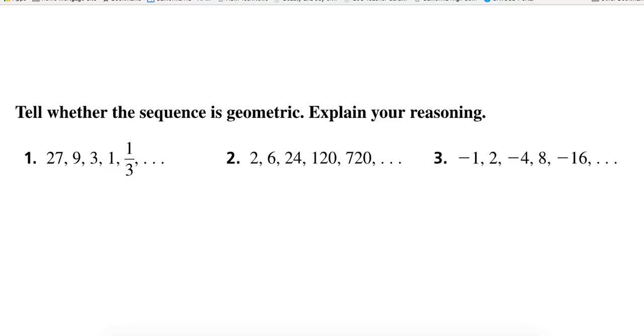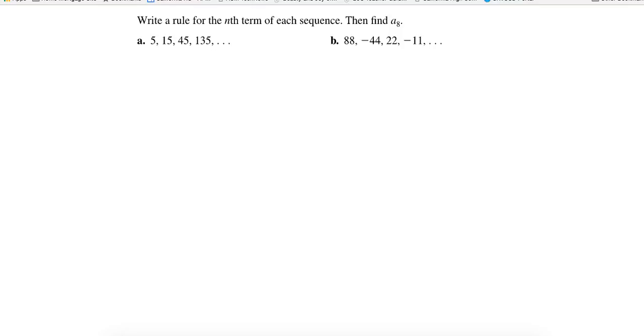All right, for our next part, just like we did in arithmetic sequences, we want to figure out how we can write an nth term rule for each of these. So we're looking at these sequences. Now, each of these is geometric. So you can see right here that in this first one, we have 15 over 5, 45 over 15, and 135 over 45. So in our first one, we know that r equals 3.